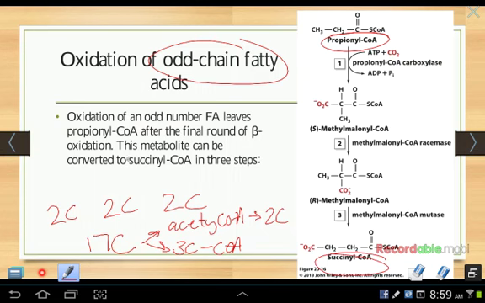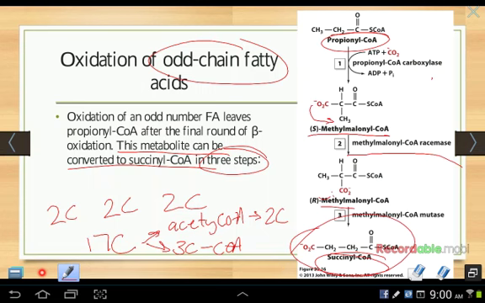Okay, so it's converted to succinyl-CoA in 3 steps. So step 1, we have a carboxylase that uses ATP and CO2 to make methylmalonyl-CoA. Then we have a methylmalonyl-CoA racemase to do an isomerization reaction. And then methylmalonyl-CoA is then mutated in order to make succinyl-CoA. All right. So succinyl-CoA then can be used directly, well, a little indirectly, but it is used in the citric acid cycle.